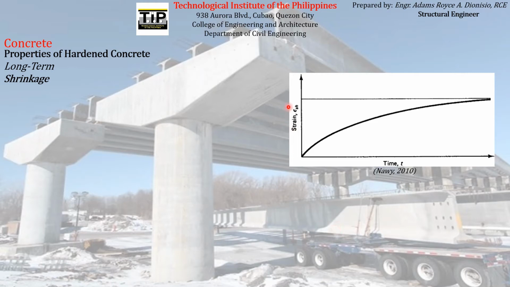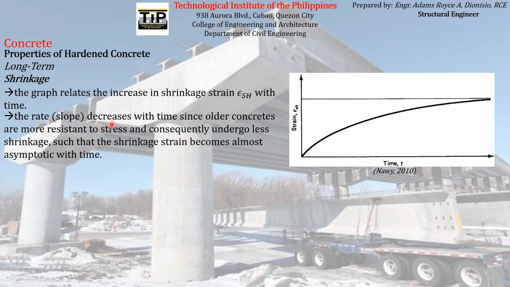If we graph the relationship of the strain due to shrinkage with time, it will look something like this. At time equal to 0, there is no shrinkage strain, but as time goes by, the strain experienced by the concrete increases, reaching a certain limit. This is the relationship between the shrinkage strain and time. The rate, or the slope, decreases with time since older concretes are more resistant to stress and consequently undergo less shrinkage, such that the shrinkage strain becomes almost asymptotic with time.